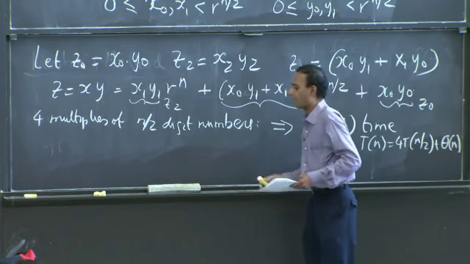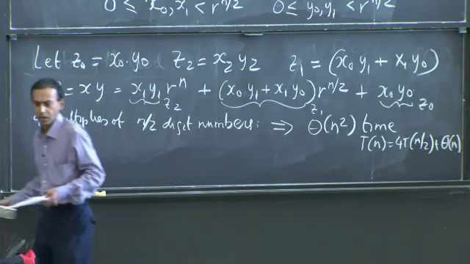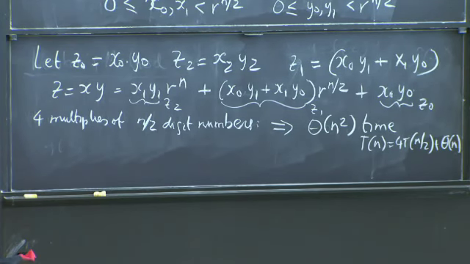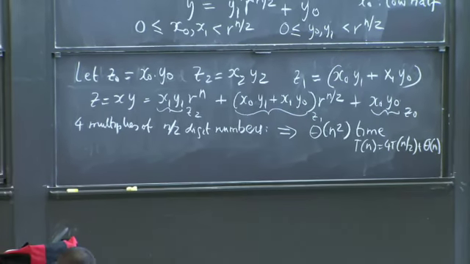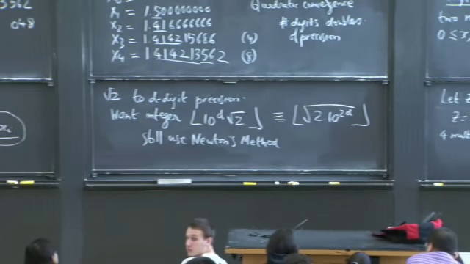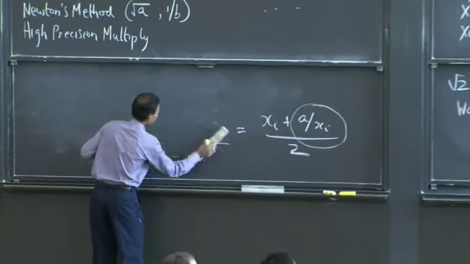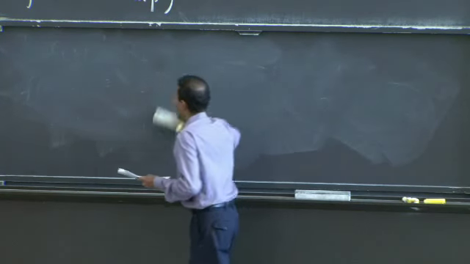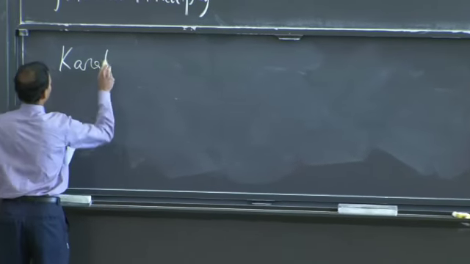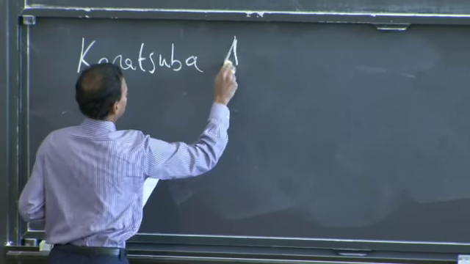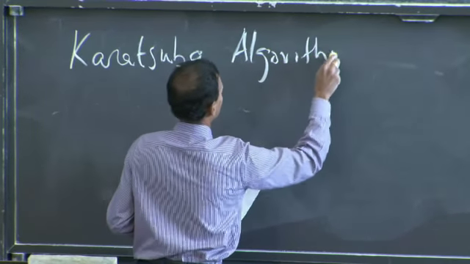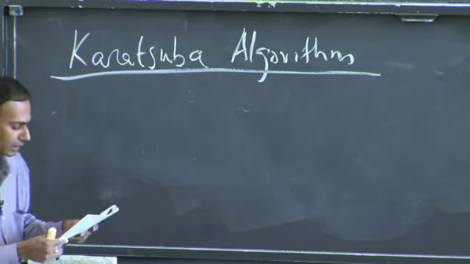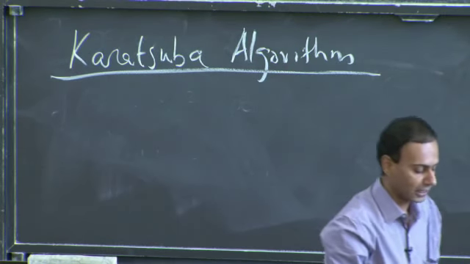We're not happy with that. We'd like to do better. There are many ways of doing better. The simplest way of fairly substantially lowering that complexity is due to a gentleman by the name of Karatsuba. This is one of those things where if you were born early enough, you get your name on an algorithm.